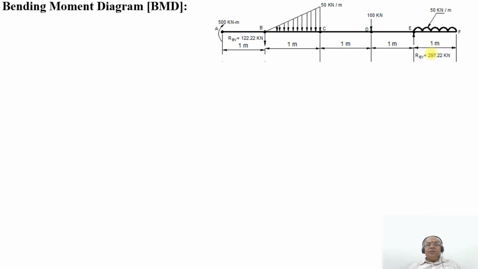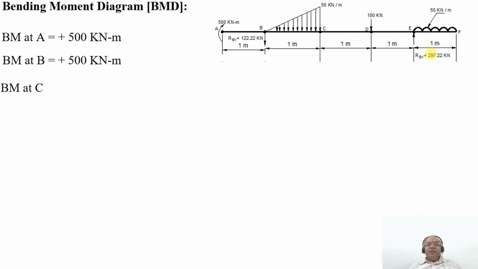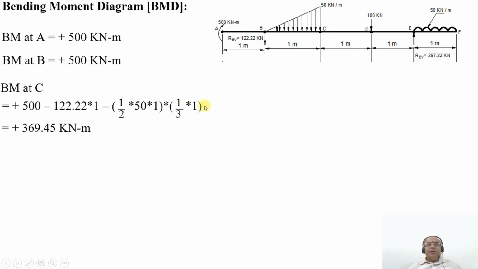The bending moment at the point A is a clockwise bending moment, since it is a couple at the point A. Since it is clockwise, it will be positive. So BM at A will be equal to plus 500 kilonewton meter. And BM at B again will be plus 500 kilonewton meter. And BM at C will be plus 500 minus 122.2 into 1, minus half into the area of the triangle, that is minus half into 50 into 1 into 1 by 3 into 1. On simplification, you will get plus 369.45 kilonewton meter.